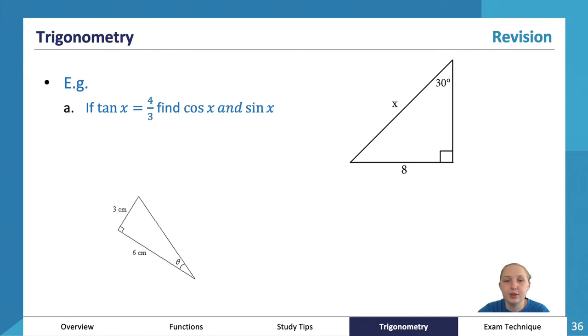This is it. Just a bit of a practice question. If tan x is equal to 4 on 3, find cos x and sin x. So I'll give you guys just a minute to have a go at this one. Pause, skip ahead, do whatever you need to do to be able to do this question.